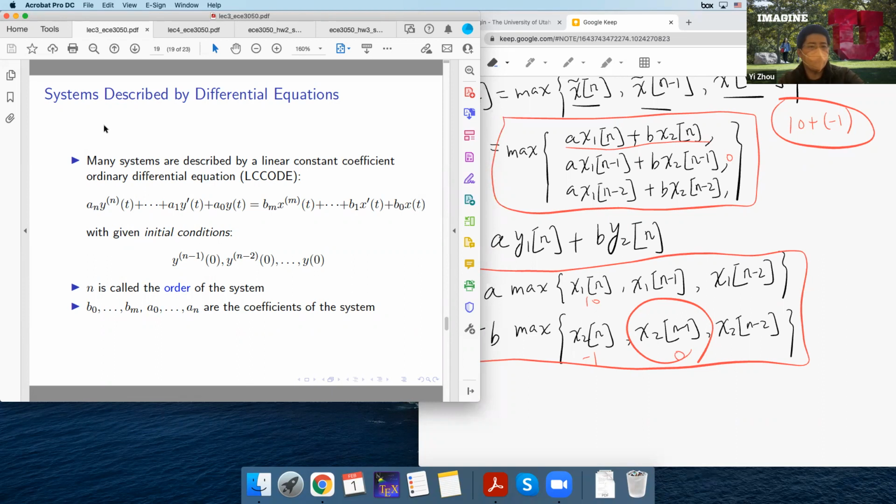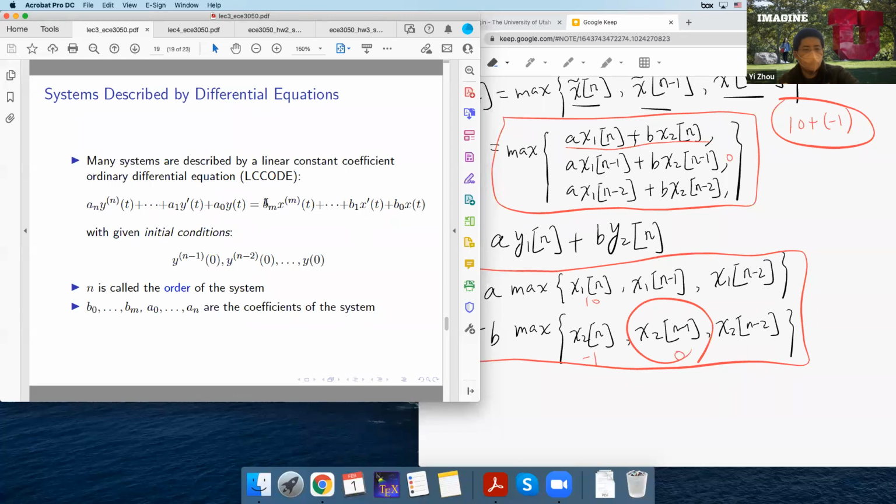So for example, we will see later in many practical examples, most of them are circuit examples. Many signals and signal processing systems can be described by a linear constant coefficient ordinary differential equation. Now, looking at this equation, it's very simple. The left-hand side is the output signal y(t) as a linear combination of y(t) and all its higher order derivatives. And on the right-hand side is the linear combination of all the higher order derivatives of the input. So we call this a linear constant coefficient ODE, ordinary differential equation.